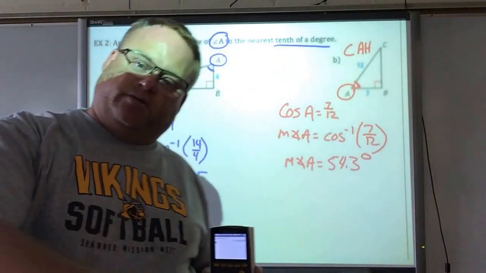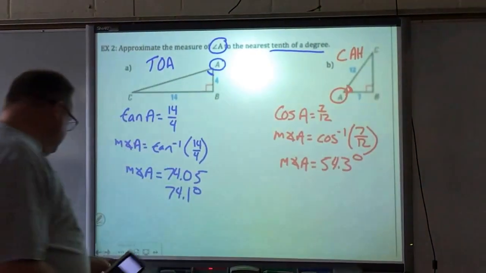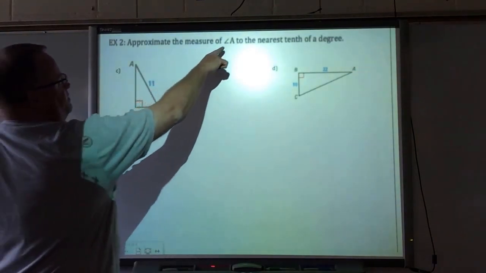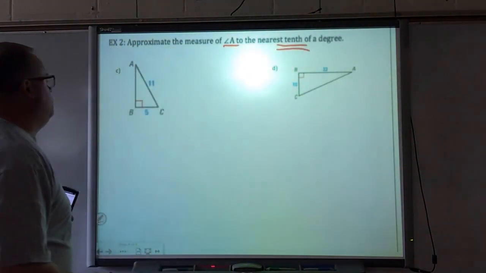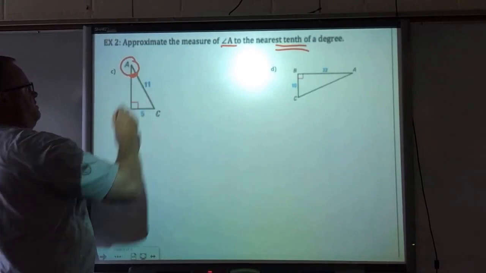We're about 10 minutes in. We'll be finishing about 14 minutes total. We're about 10:30 in. All right? Here we go. Still looking for the approximate measure of angle A. Still looking for the nearest tenth. Well, angle A is up here. So I'm looking for this angle right there.